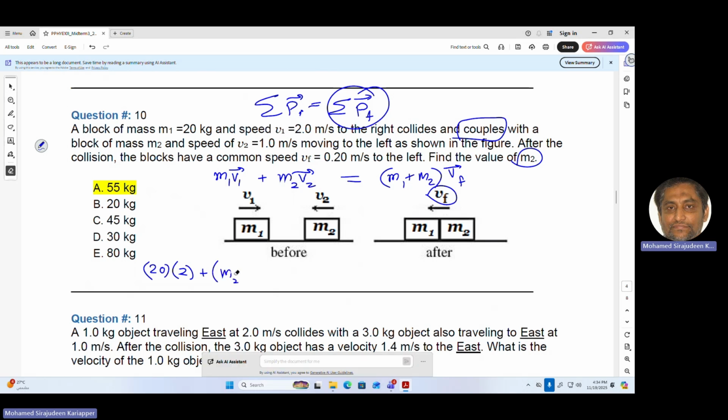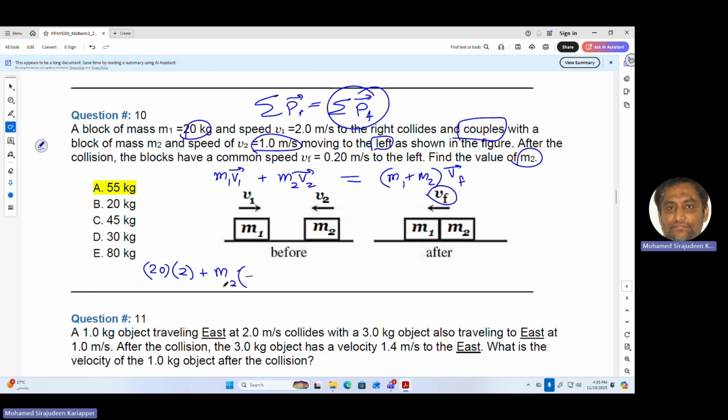We have first, let me write the M1. M1 is how much? 20. Oh no, this is for M2. I have already finished with the M1. M1 V1. Then M2, which we don't know, multiplied by V2F, V2I. What is V2I? 1. But it is going to the left.